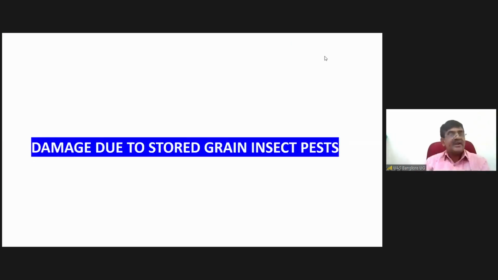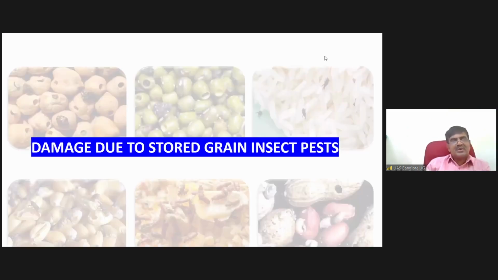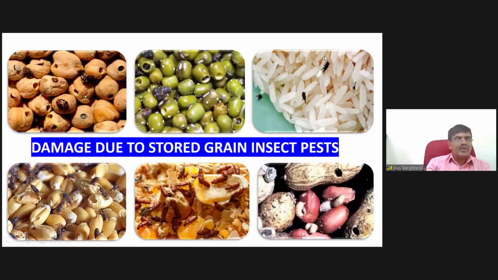The next one is they cause damage to the stored grains in our house. Whatever grains we store in the house are attacked by insect pests. You can see the Bengal gram that is attacked by bruchids, and also this moong bean or moong dal that is attacked by storage insects.